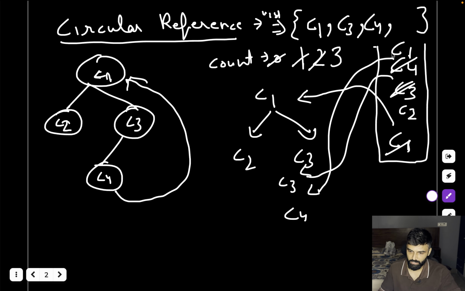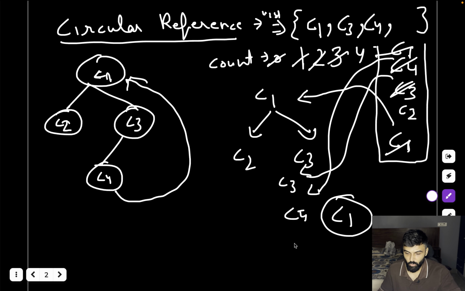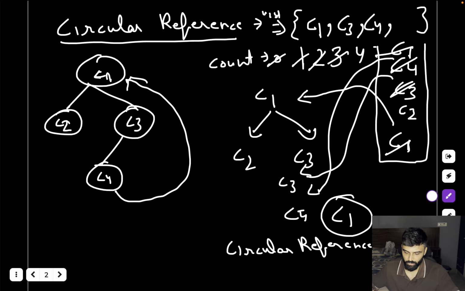Let's go another, pop out the last element, which is C1. Increase the count, check if it is inside the visited set, sorry, right? C1. Oh, it is there. If the node is already there in the WeakSet, then a circular reference is detected, and we will throw the error, right? So let's do this in code.